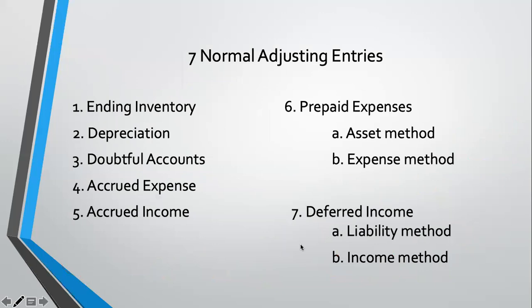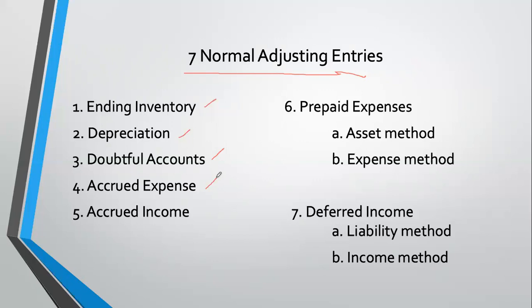So there are 7 normal adjusting entries. That is why it is difficult, because there are many. You need to consider 7 normal adjusting entries. First, you have ending inventory. We'll discuss this in the merchandising part. You have depreciation, which is the use of long-term assets like property, plant, and equipment. You have doubtful accounts. This is related to your accounts receivable, the portion of what you lent that may possibly not be collected. Accrued expenses, these are expenses accrued.